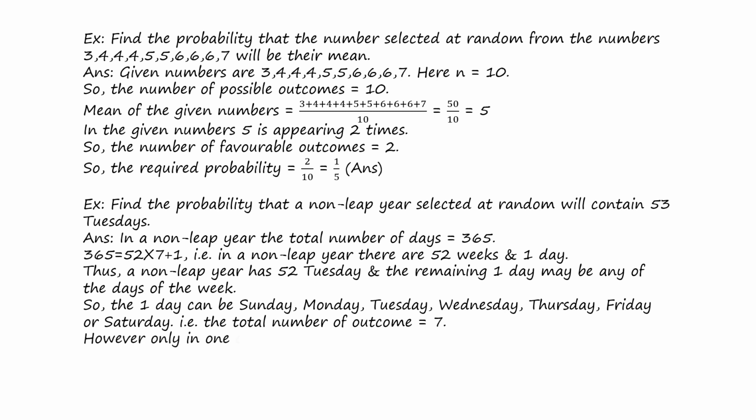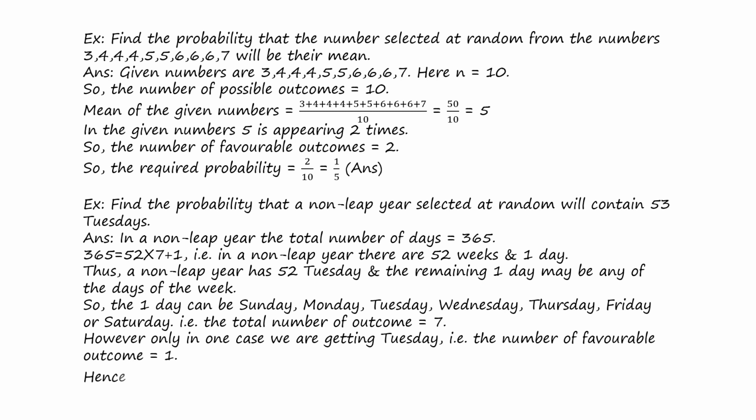But only in one case will we get Tuesday. So the number of favorable outcomes to the given event is 1. Therefore, the required probability that a non-leap year contains 53 Tuesdays is 1 by 7, is the answer.